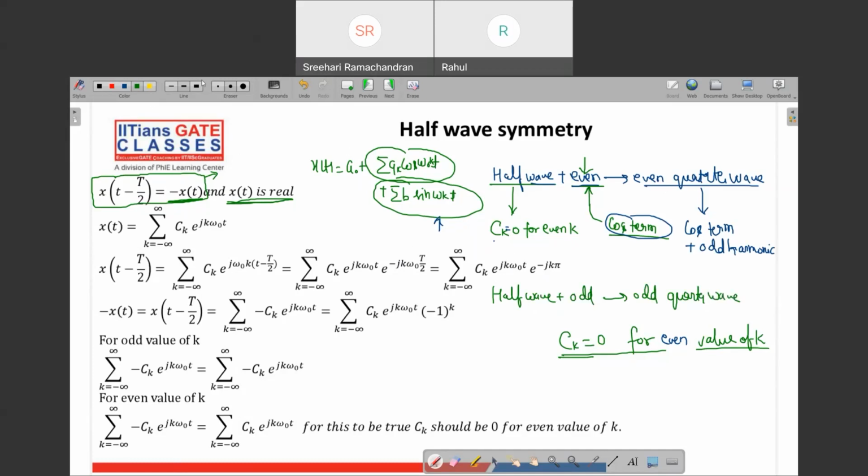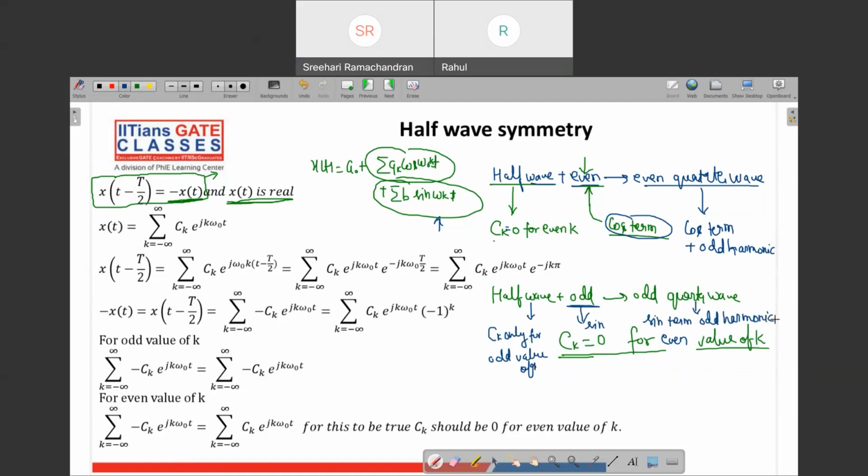Okay. Now in this case, since the signal is odd, it will have only the sine term. It won't have any cos term because cos is an even function of t. And since it is a half wave, it will have only the ck for odd values of k. For even values of k, it will be 0. So it means that for the odd and quarter wave signal, you will get only the sine term, and those sine terms will only be there for the odd harmonics. There won't be even harmonics.